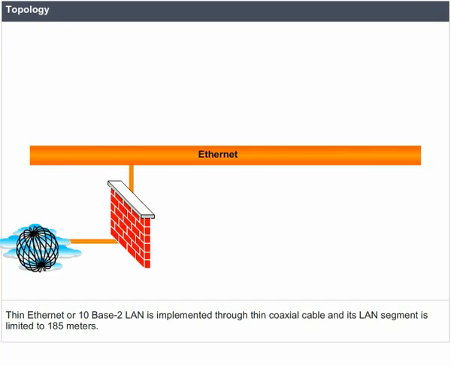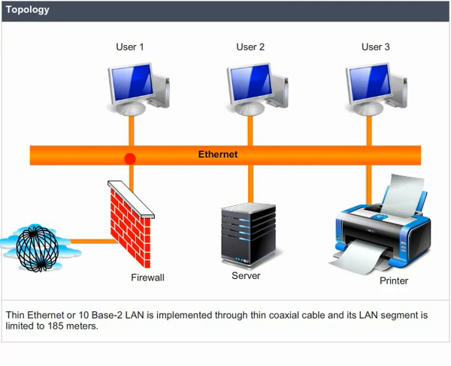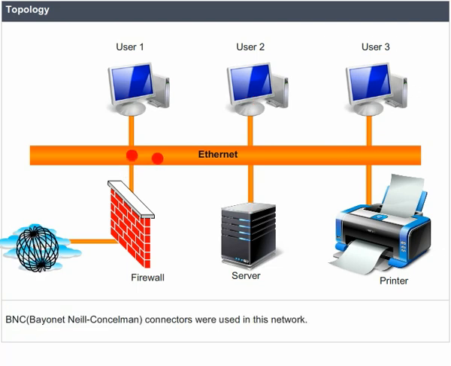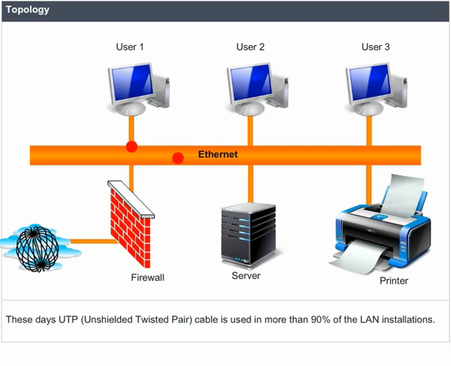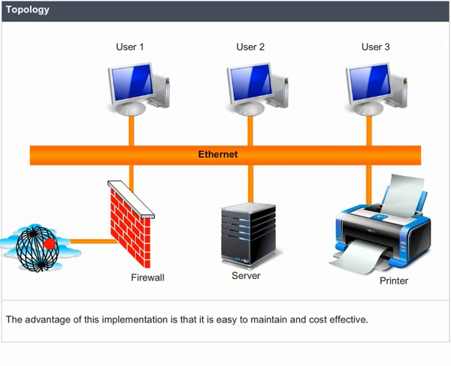Thin Ethernet or 10-base-2 LAN is implemented through thin coaxial cable and its LAN segment is limited to 185 meters. BNC, Bayonet Neill-Concelman connectors were used in this network. These days, UTP, unshielded twisted pair cable, is used in more than 90% of the LAN installations. The advantage of this implementation is that it is easy to maintain and cost effective.